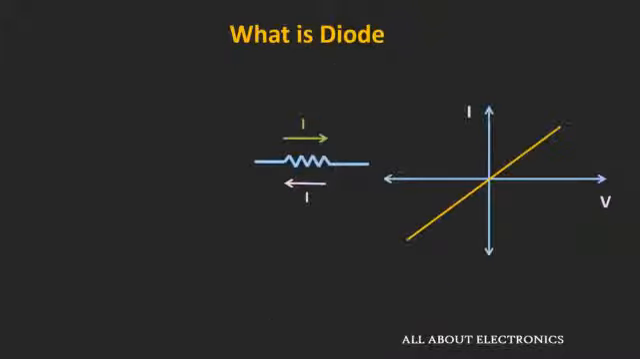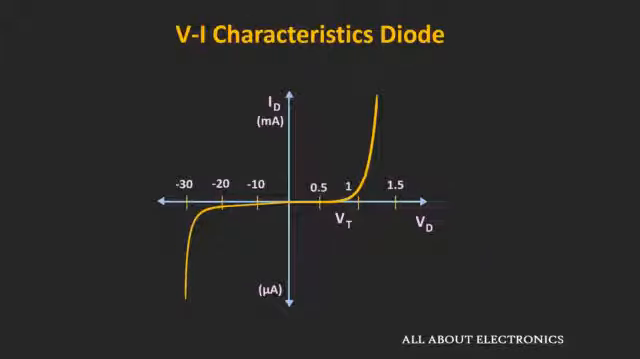Now for the resistor, we know that it is a linear element and the relationship between the voltage and current is linear. So using Ohm's law, we can easily find the voltage and current through this resistor. But unlike the resistor, the diode is a nonlinear element. So the relationship between the voltage and current for the diode is nonlinear. Moreover, this diode allows the flow of current in only one direction, and it almost blocks the current in the reverse direction. Now if you look at this graph, it looks like the graph is symmetrical in both directions.